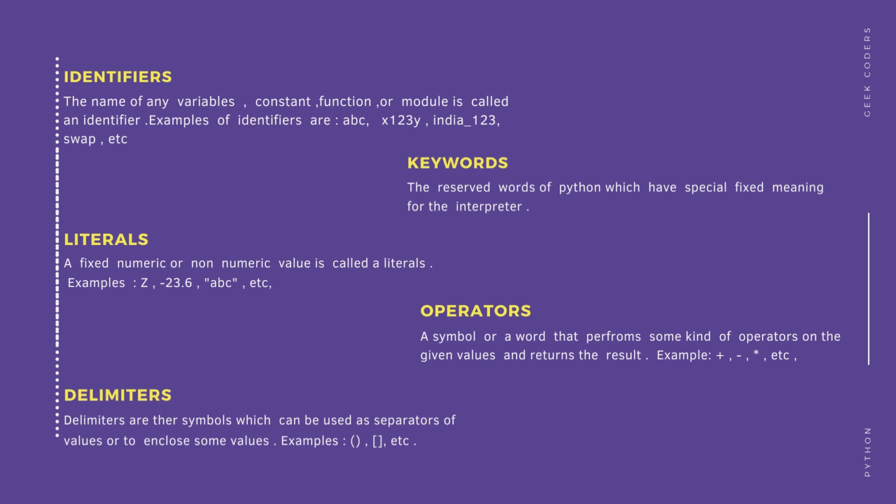Delimiters. Delimiters are symbols which can be used as separation of values or to enclose some values. Example: curly brackets, square brackets, or simple brackets.